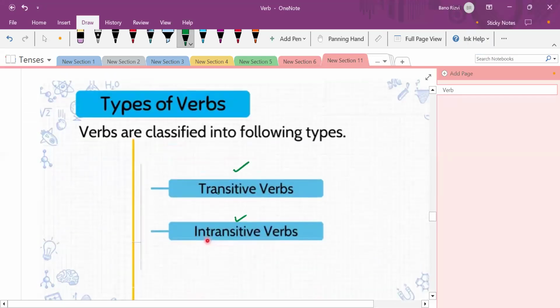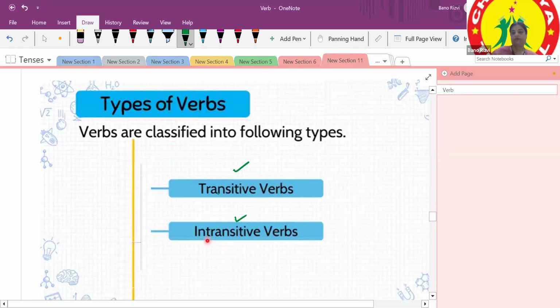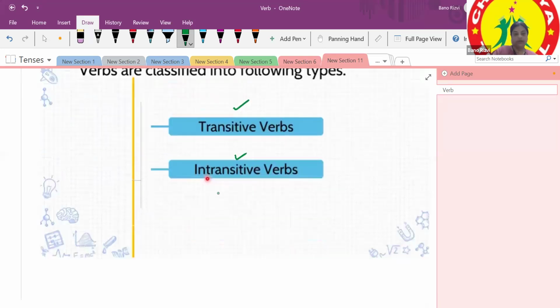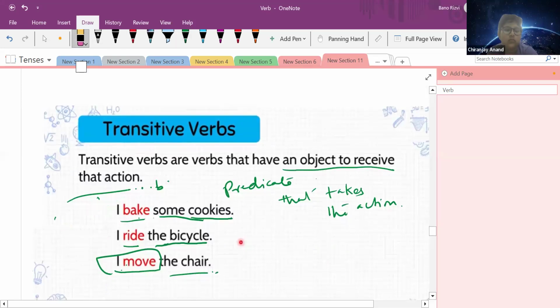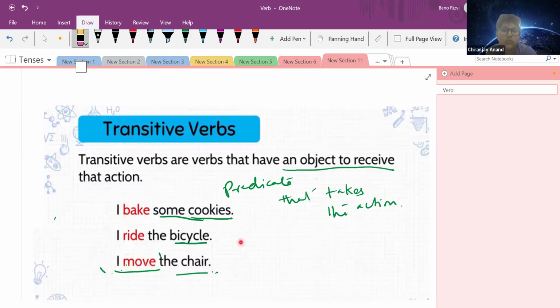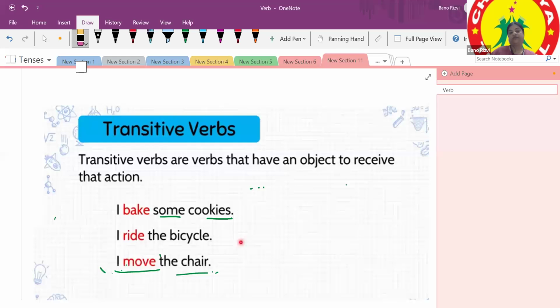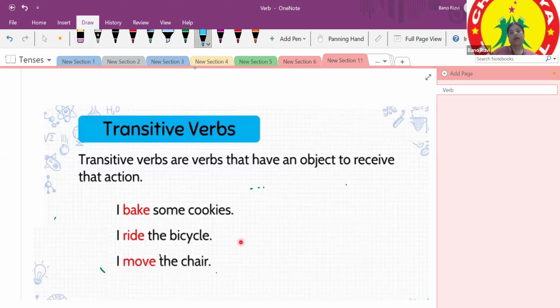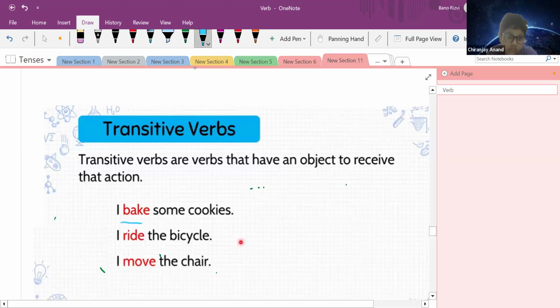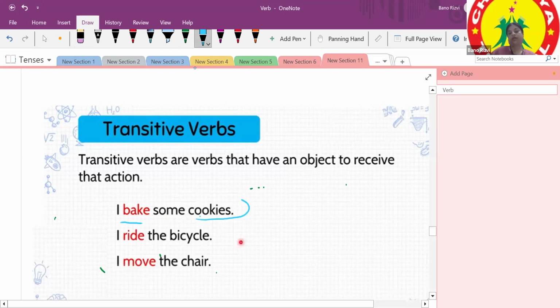Now there are types of verbs. There are two types of verbs: transitive verbs and intransitive verbs. Let's understand transitive verbs. Transitive verbs are those that have an object to receive the action. I baked some cookies. The cookies are taking up the action, what is being baked. So this is a transitive verb.